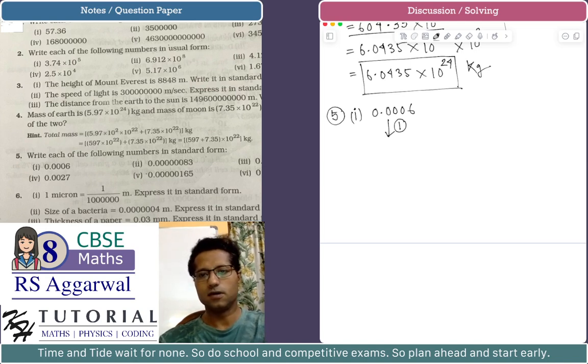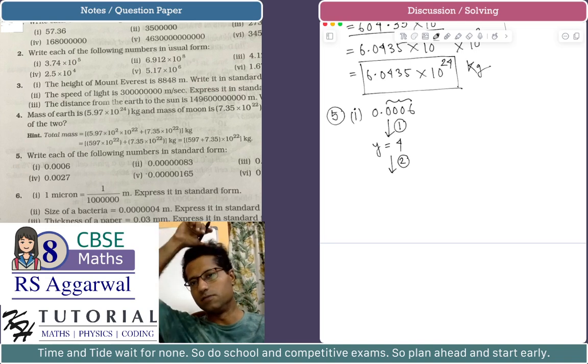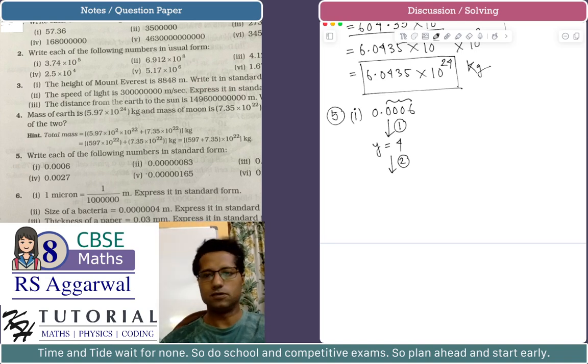How many digits are there? These are the digits to the right-hand side of the decimal point up to the first non-zero digit. So y is, how many such digits are there? 4. So y is 4. Okay. Now after step 2, I will consider the given number as a whole number, ignoring the decimal point, which becomes 6. And in that number 6, I will put a decimal point after the leftmost digit.